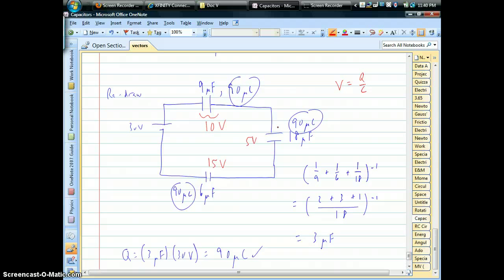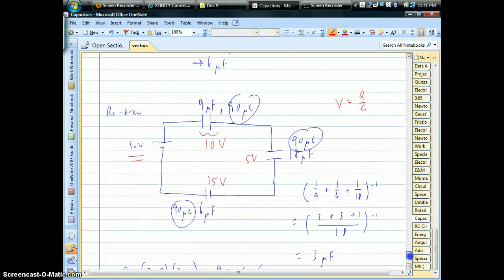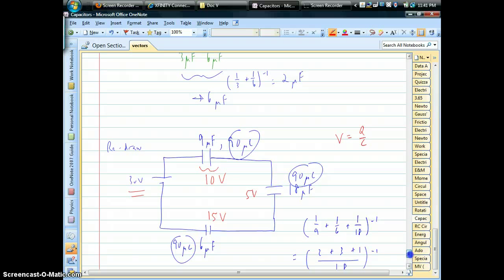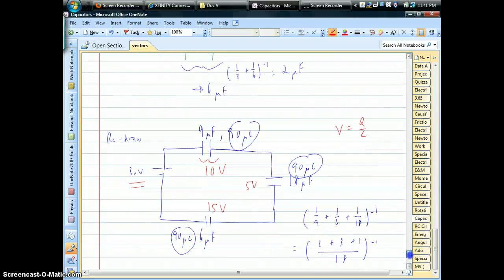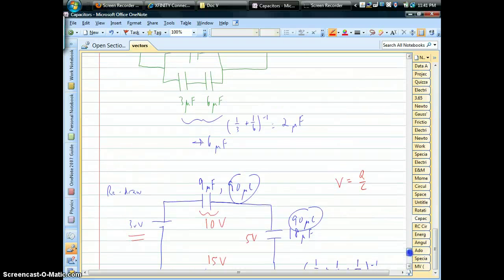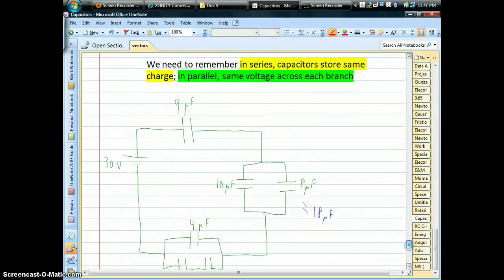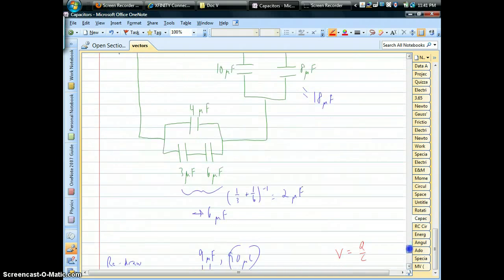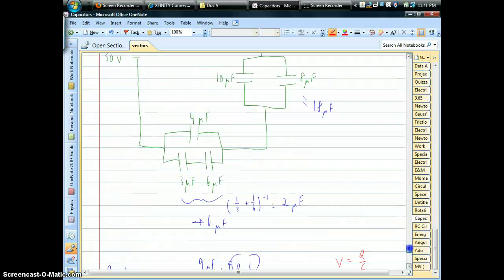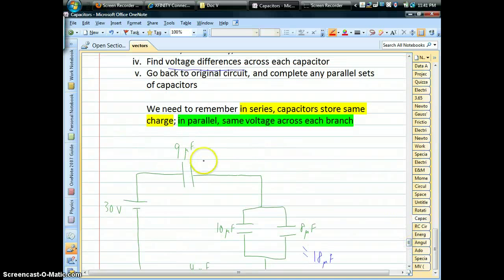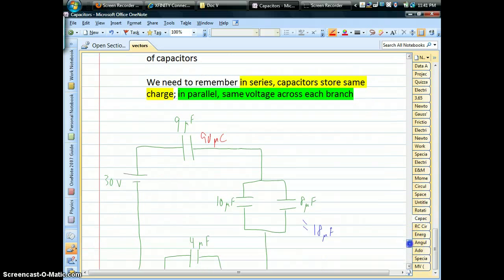Now we can make sure we're correct. We can double check. Those 3 voltages should add up to the 30, which they do. That's Kirchhoff's rule. That's still valid for any circuit. We can go back up to the original picture and try to finish this off. Okay, so we already know what's going on the top. Nothing changes for the 9 microfarads. That's got 90 microcoulombs of charge on it.